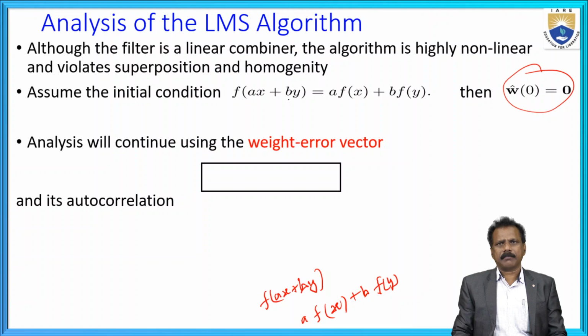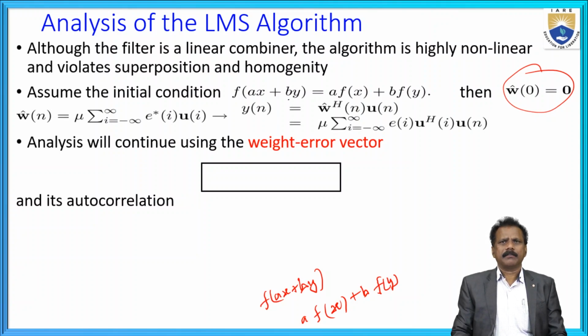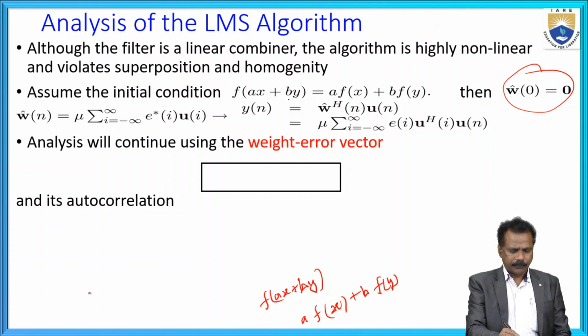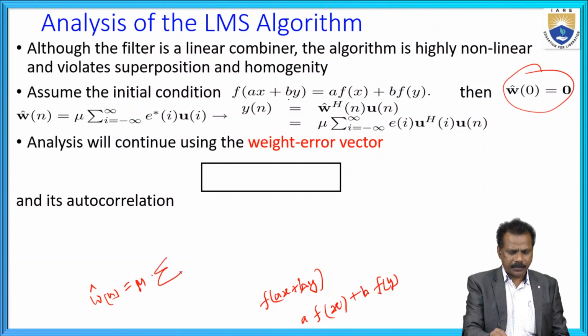Analysis will continue using the weight error vector. After that, the vector depends upon this mathematical notation: W cap of n is equal to mu times the summation, where i is equal to minus infinity to plus infinity, of e of i, u of i.